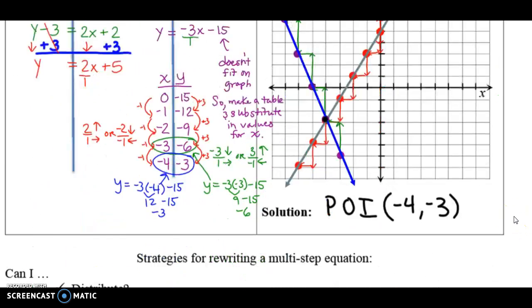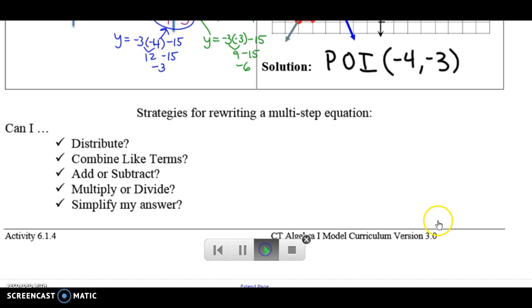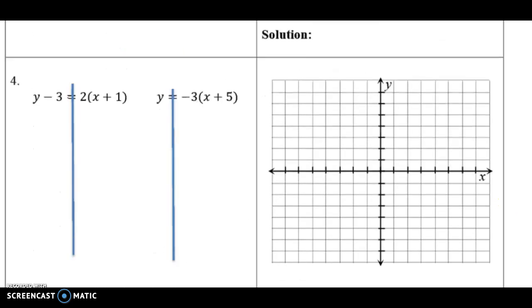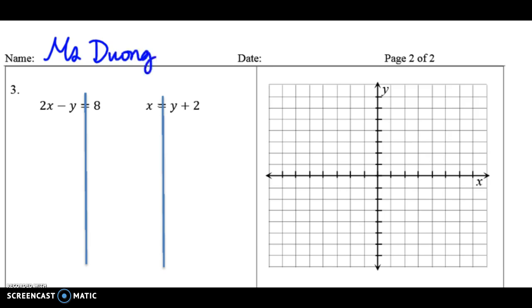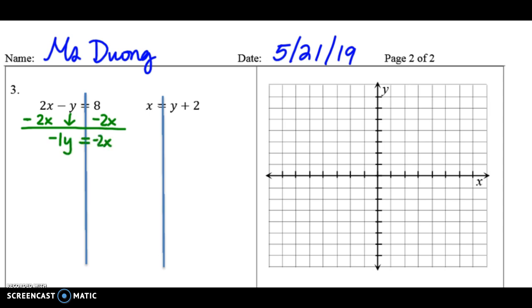Now, if I go to the next page, questions 3 and 4 work very similarly. On the back side, I have 2x minus y equals 8. So first I get rid of the 2x by subtracting 2x. Then I drop down the negative y as a negative 1y. The plus 8 goes after the negative 2x.